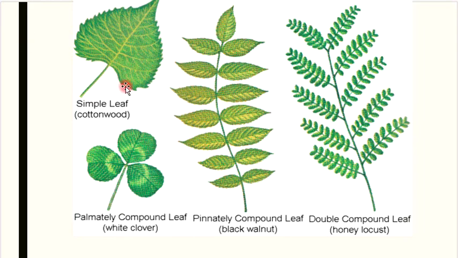As seen in the picture here, this particular simple leaf is of cottonwood, and it's a plain simple leaf. However, the others are the compound leaves. They are particularly named as palmately compound leaf, pinnately compound leaf, and double compound leaves.